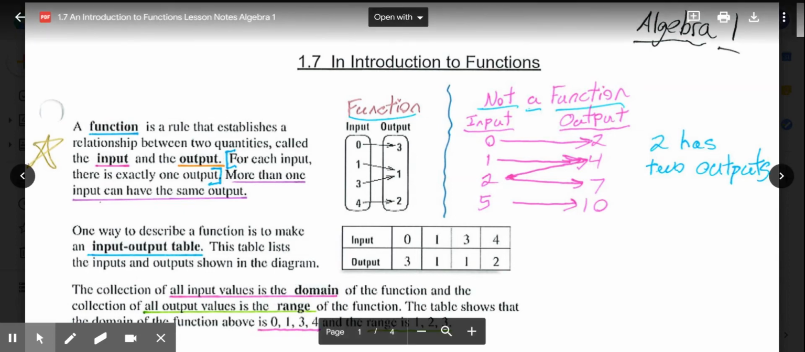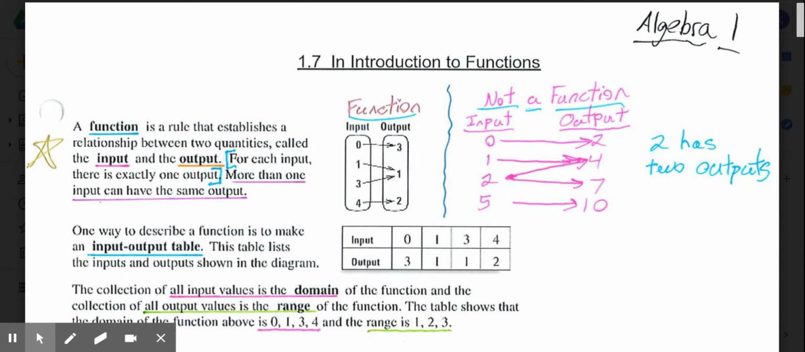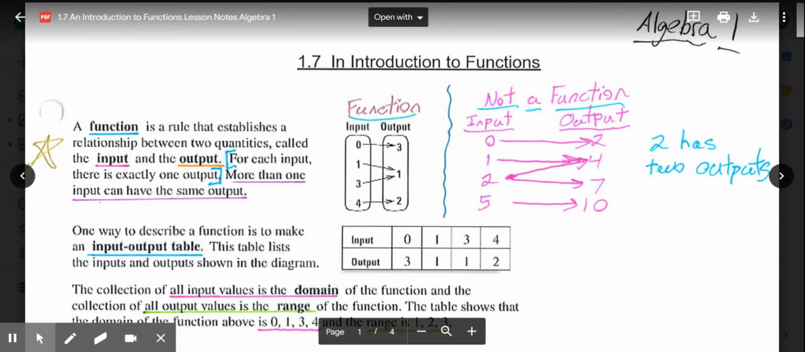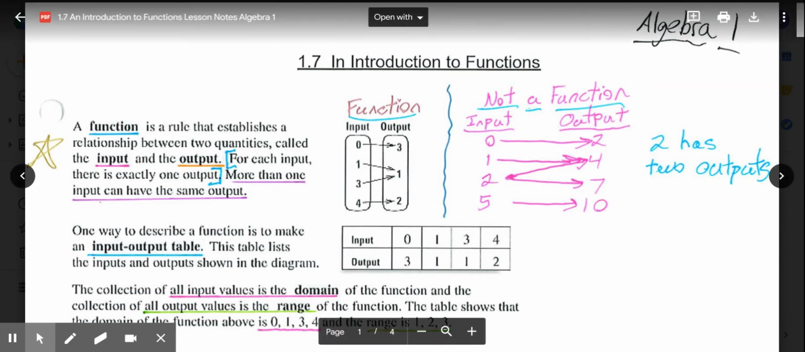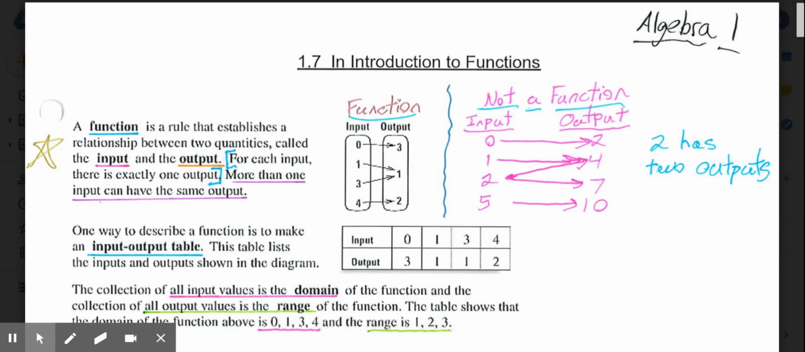What would not be a function is this example here with the input-output, where 0 went with 2, 1 had an output of 4, 2 had an output of 4, and an output of 7. So because the input of 2 has two different outputs, this is not a function.